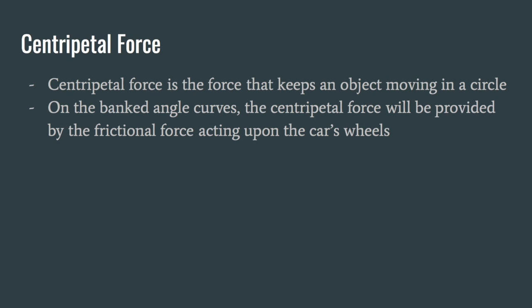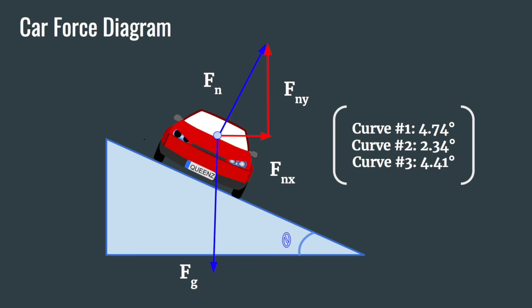So because the curvature of these curves is circular, there is a centripetal force present that keeps the car moving in circular motion. So on the banked angle curves, the centripetal force is provided by the frictional force between the car's tires and the surface of the road. The motion of a car as it encounters different road conditions and turns can be described by the forces acting on that car. There are generally four relevant classes of forces: the normal force supplied by the road, the force due to gravity, the force supplied by the car, and the force of friction.